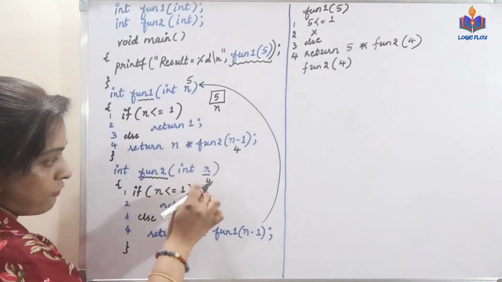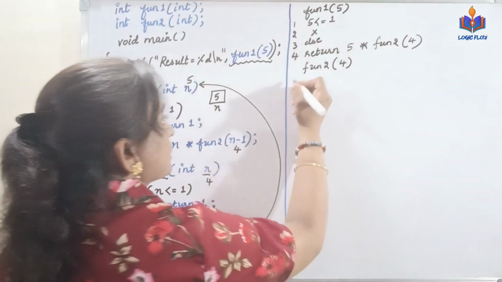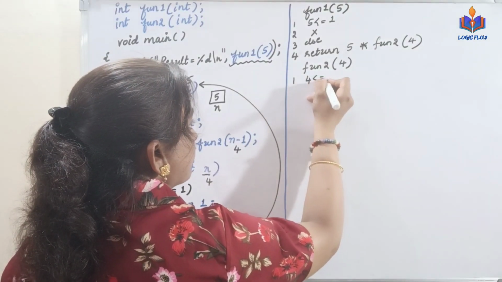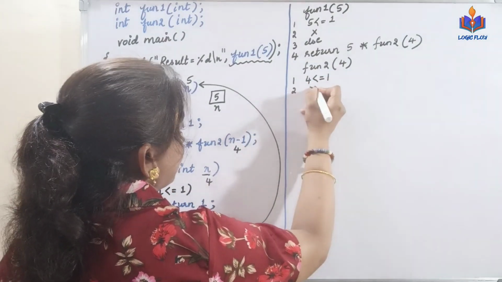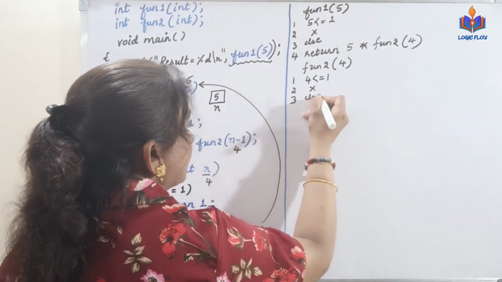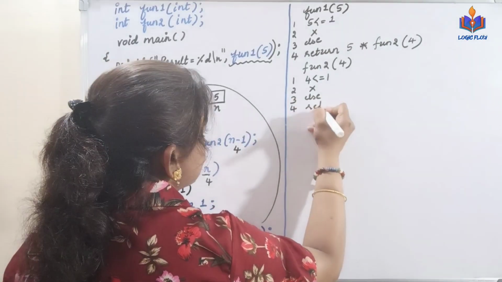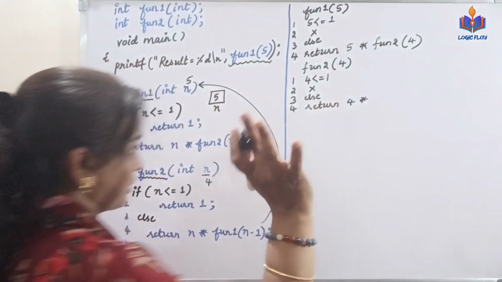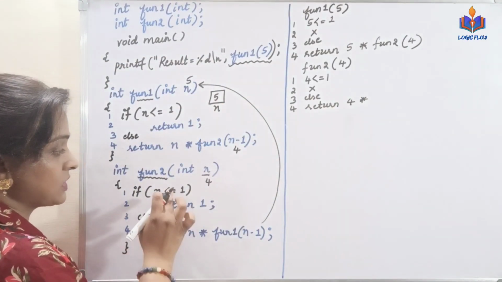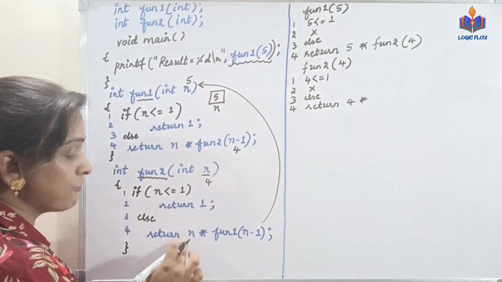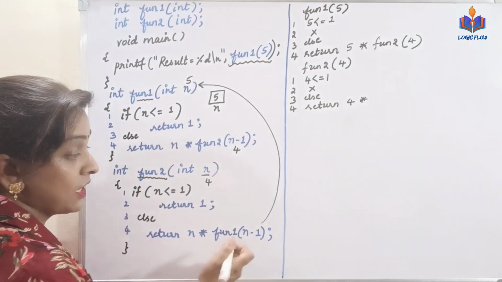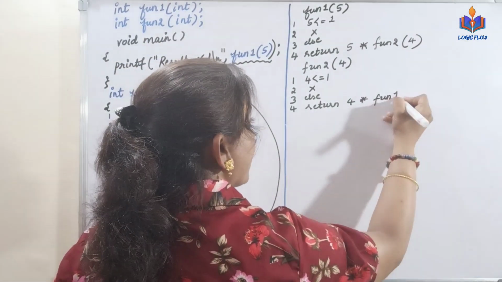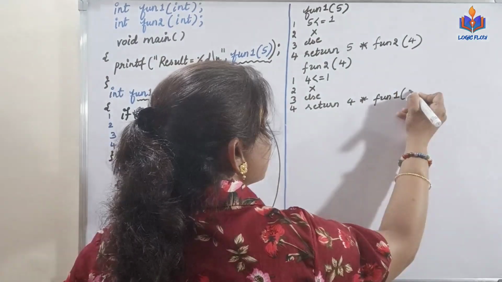So function 2 of 4, again all the 4 statements. The first statement it is going to check is 4 less than or equal to 1. No, condition not satisfied. Come to the else part. Then the fourth statement, so I say return 4 into, look at here. Recursion, this is the base case, this is the recursive case. I say 4 into, which function? It is function 1. So it is 4 into function 1 of n minus 1, which means 3.